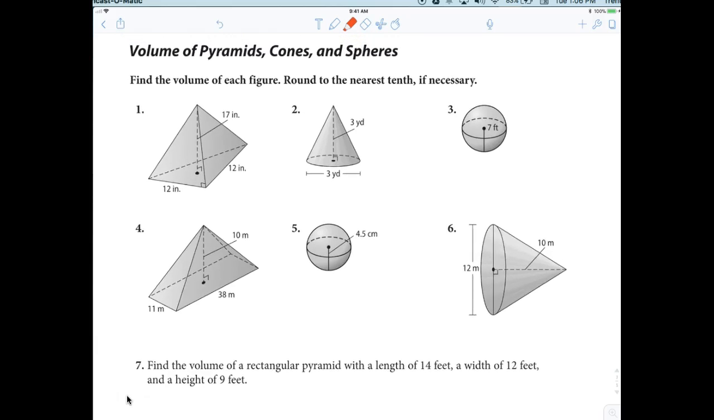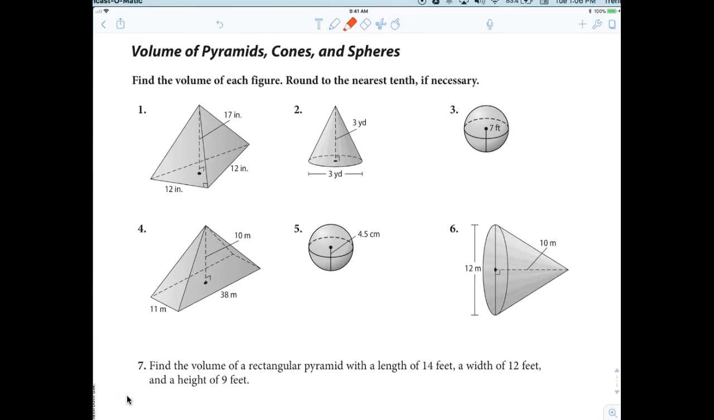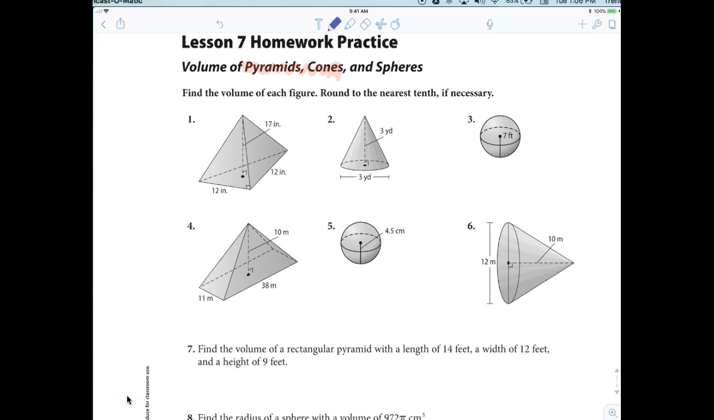All right, now we're going to do the volume of pyramids and cones and spheres. Now what I want you to realize is that your pyramid and your cone are roughly the same thing. All right, and I want you to put volume is equal to 1/3 area of the base times the height. That's what the formula is.